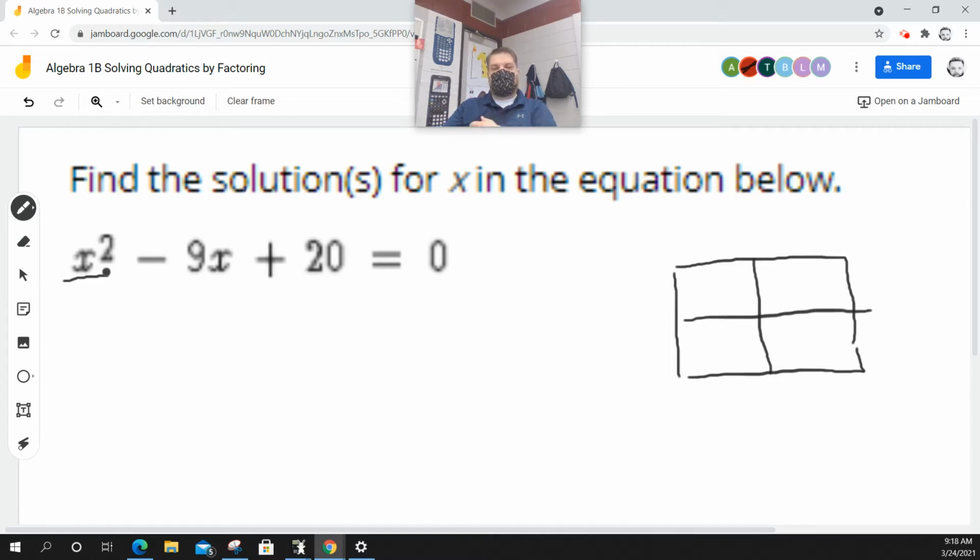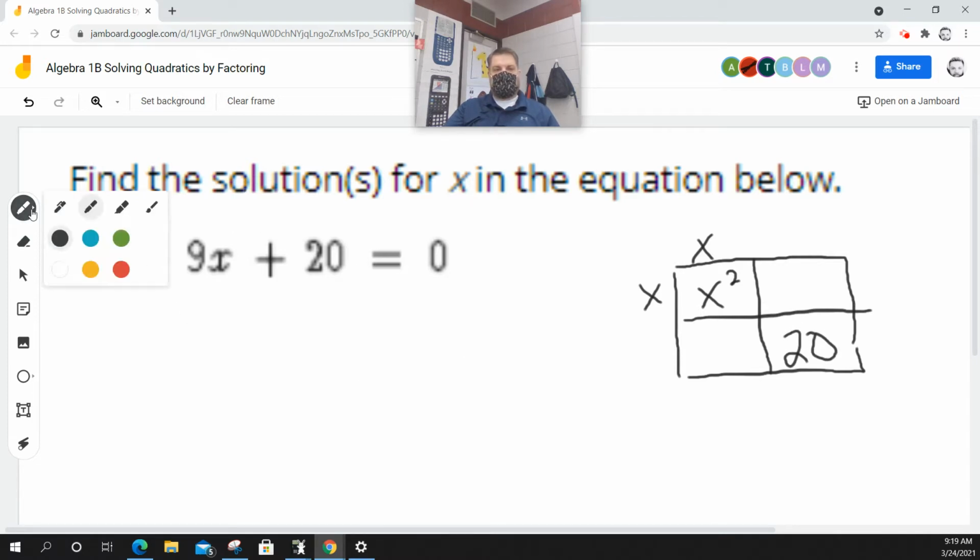If you don't have a number in front of the x squared, that's easy because I can figure out that x times x equals x squared. Then if I take that last term, which is 20, I just need to figure out two numbers that when I multiply them, I get 20, but when I add them up, I get negative 9x.